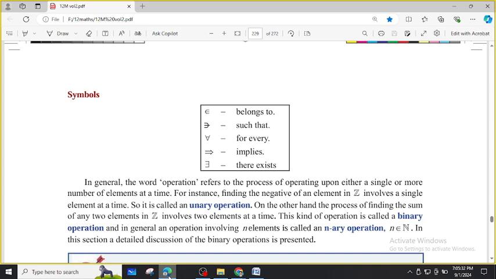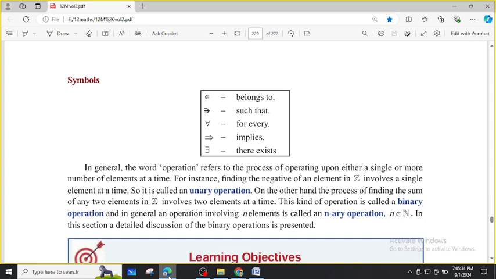Here there are some operations. The first is "belongs to", the symbol for an element of a set. Then this is for every, the inverted A. This symbol we can talk about implies, and these two are such that, or there exists.